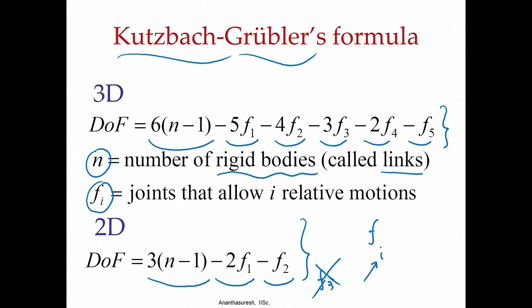relative motion. In 2D every body has only 3 degrees of freedom in a planar mechanism. So, if you say F3, that means two bodies are not connected. Similarly, F6 is not present here, because again it does not make sense to talk about a joint that allows all 6 relative freedoms that exist between two bodies. So, it stops at F5 in 3D, and stops at F2 in the case of planar mechanisms.